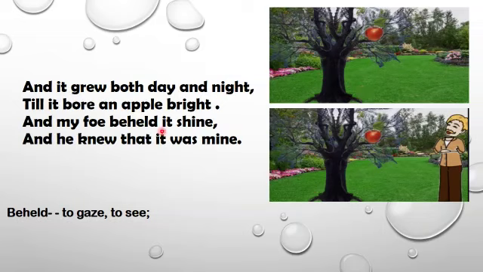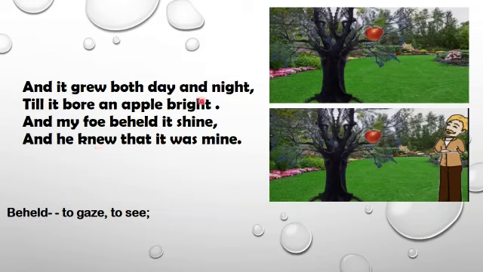And my foe beheld it shine. Beheld means to gaze, to see. It is shining and he is seeing that bright apple. That apple is attracting him. And my foe beheld it shine and he knew that it was mine. The foe also knows that it was mine. Knew, K-N-E-W, is the past tense of know, K-N-O-W. So the foe knows that the tree, the fruit belongs to the poet, and without knowing that this is a fruit of anger, he was looking at it and he wanted to eat that. Shall we say this again?